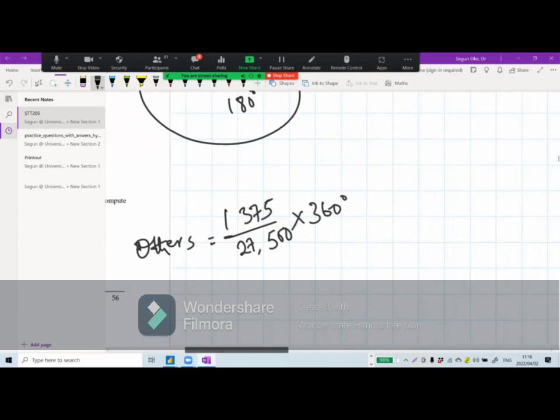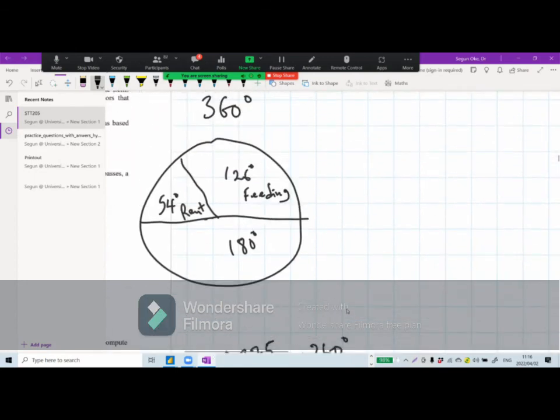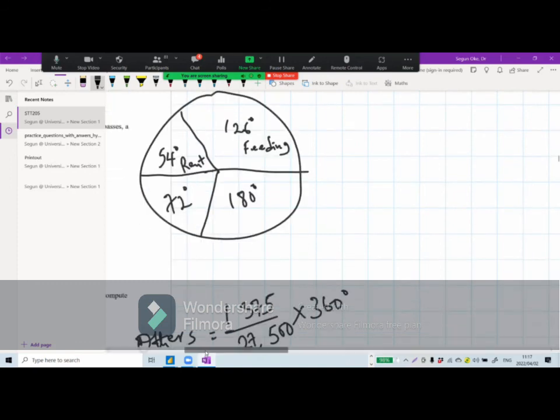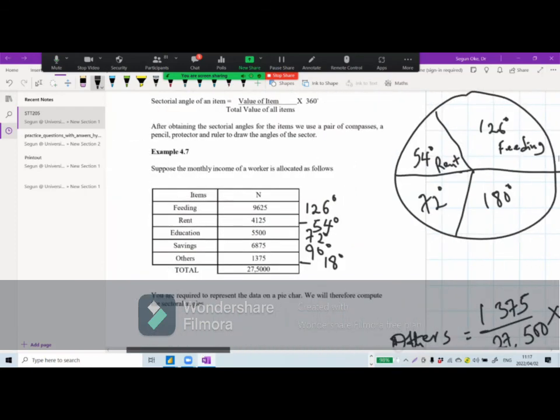Education, 72. So you can also divide them. Minus 72 from 180. Education, right? Yes, sir. So the next one will be what? Savings, 90. 90 and others. Let me call this one 18, which is others, and call this one 90. The 90 is savings. This is others. This is education.